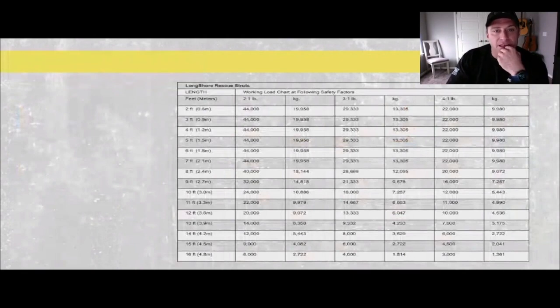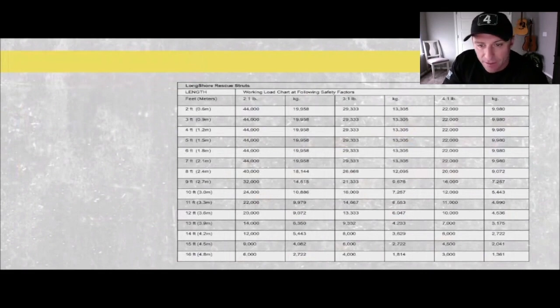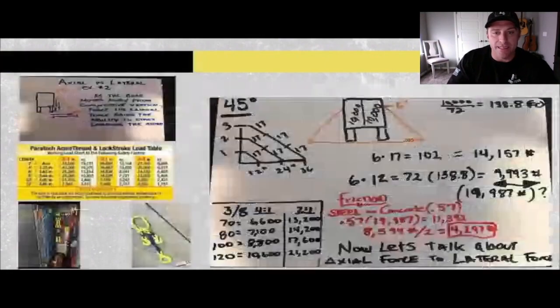I've got plenty of load on a 2-to-1 safety factor to operate a gold 9-foot strut at 32,000 pounds on a 2-to-1 for rescue. And on a 4-to-1, I have 16,000 pounds. So I can move from gray to gold in this one right now as well.